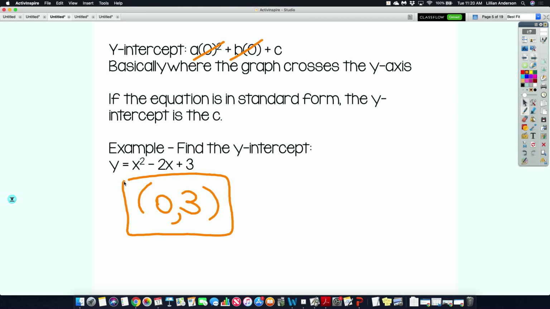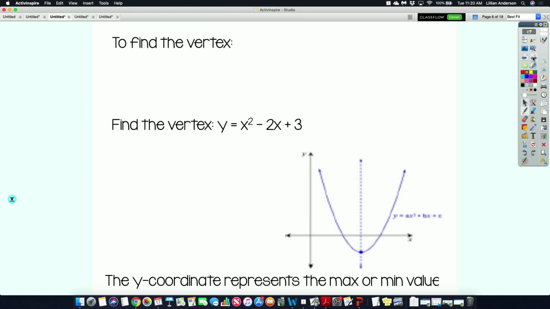Going through all the properties of a quadratic. To find the vertex, that vertex is that point. It is that bottom point or that top point, basically where the graph goes from positive to negative or negative to positive. And we need to find the x-coordinate the same way we find the axis of symmetry. What was that formula? Negative b over 2a.